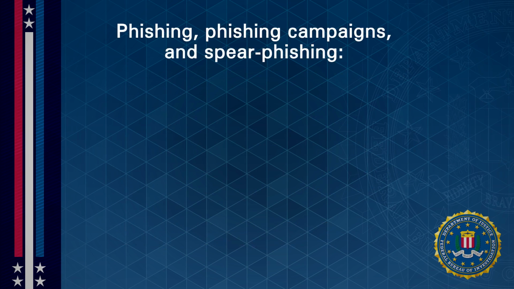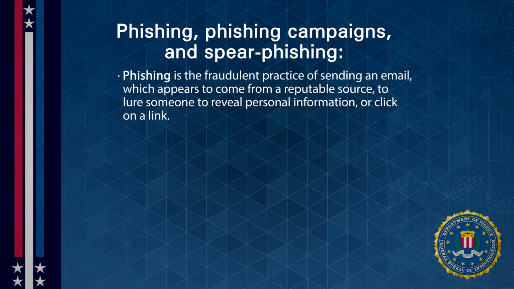Phishing, phishing campaigns, and spear phishing are just a few examples of social engineering. Phishing is the fraudulent practice of sending an email, which appears to come from a reputable source, to lure someone to reveal personal information or click on a link. Just like when you go fishing, you throw a hook into a body of water to bait a fish to bite on the hook. In this case, that's done via malicious emails.